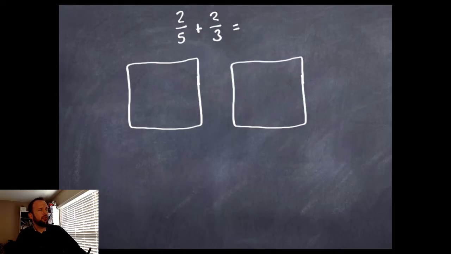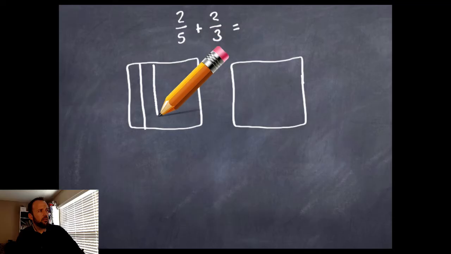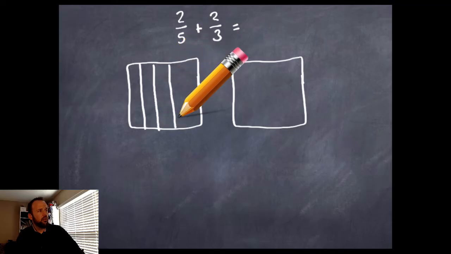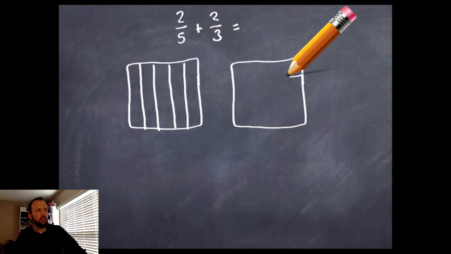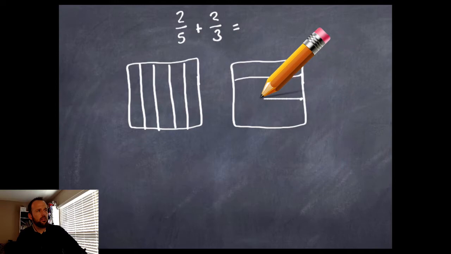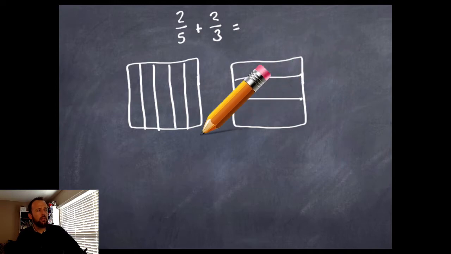And my first fraction, I'm going to split this rectangle into 5 parts. Okay, so let's see. 1, 2, 3, 4, 5. Cool. I'm going to split this guy into 3 parts, into thirds. So 1, 2, 3. Okay, cool there.